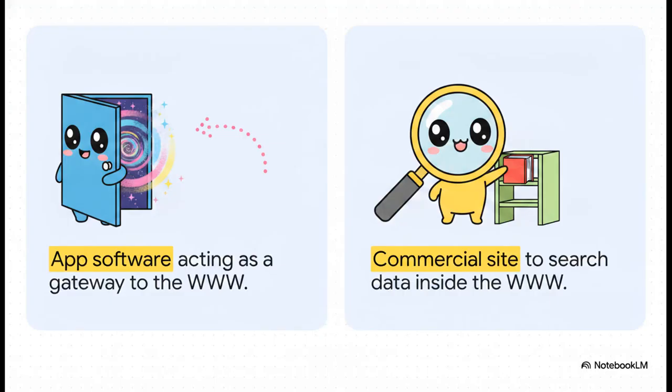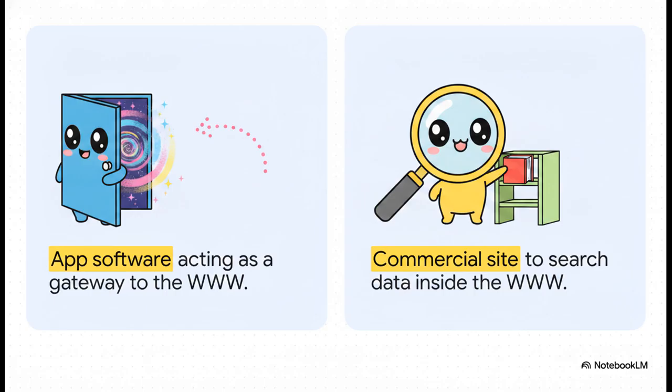Okay, let's look at them side by side. On the left, the web browser. It is the application software sitting on your physical client machine. It's the gateway, the door, the vehicle that actually gets you onto the World Wide Web. Then, on the right, the search engine. It's the commercial website you visit to search for specific data.